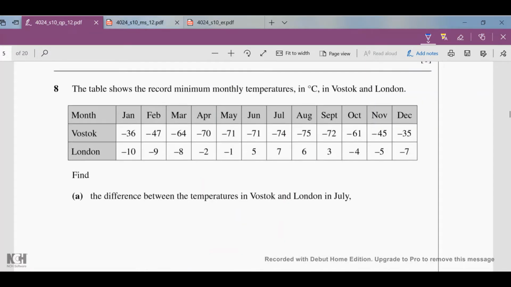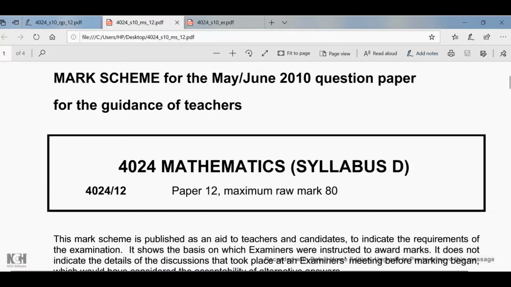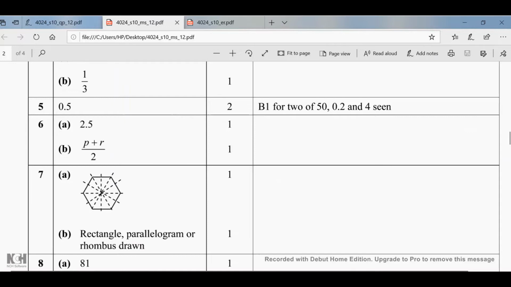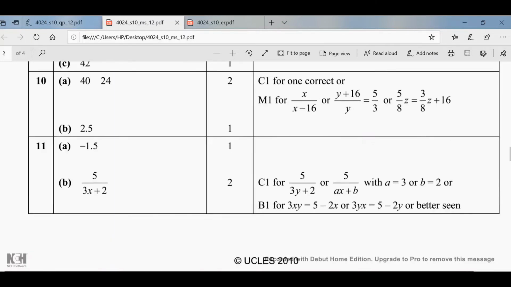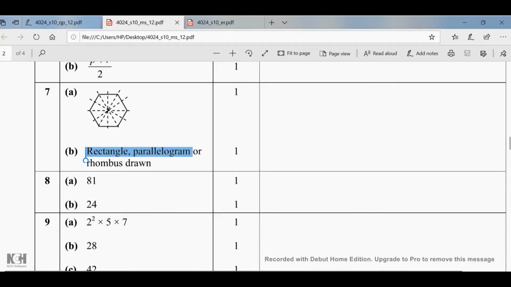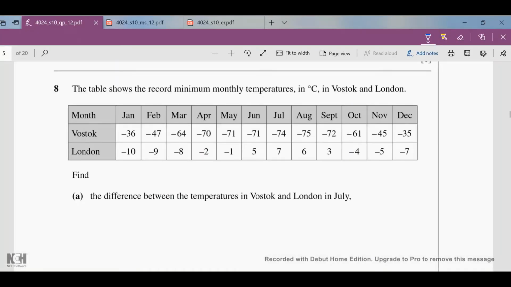If you want to see the marking scheme, the marking scheme for question number 7 is here. Like here, you can see rhombus, rectangle, or parallelogram. Okay, question number 8. I'm solving question number 8 here.